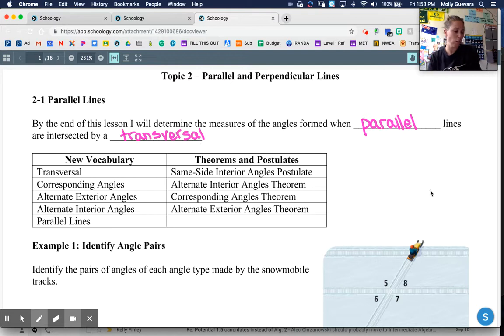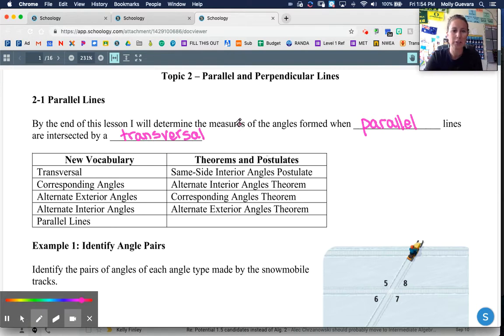And we may or may not know what a transversal is yet, but that's okay because it's one of our new vocabulary words, so we're going to go ahead and define it today. So lots of new vocabulary. We have transversal, corresponding angles, alternate exterior angles, alternate interior angles, parallel lines, and I actually think that there's a couple more that we're going to look at too. And then theorems and postulates, same side interior angles, alternate interior angles, corresponding angles, and then alternate exterior angles, and we're going to look at what all of that stuff means.